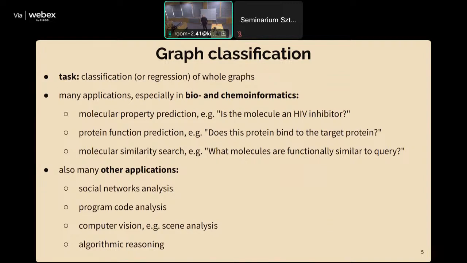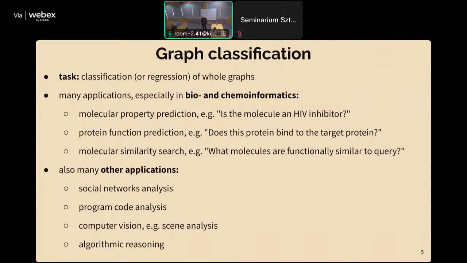We can also predict the properties of proteins in bioinformatics. For example, do two proteins bind together? This is extremely important also in drug design and related subjects. And we also have molecular similarity search, where we want to search for similar molecules. This typically, the searching is the first phase, and then classification of the results is the second phase. But to do classification, we also need to do vectorization typically, which is important for searching.